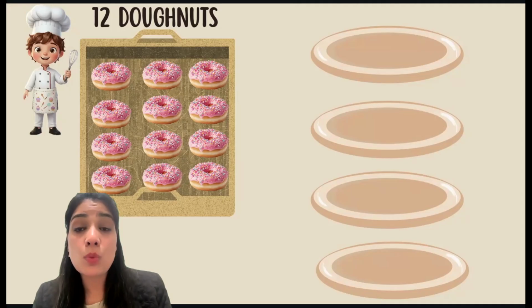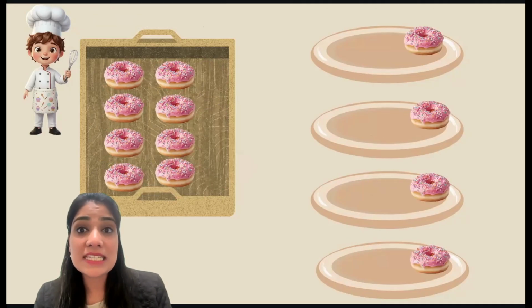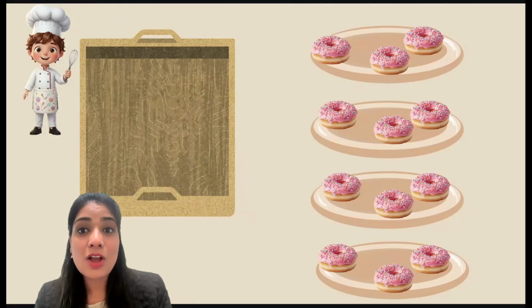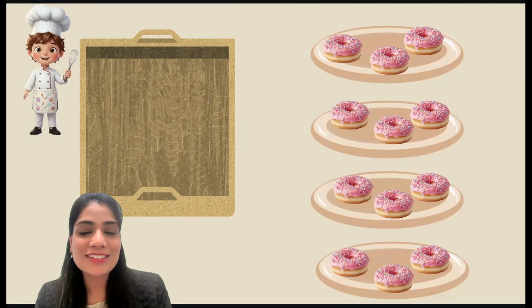Well, she can place 1 donut each on the plate. She's still left with donuts. She's going to place another donut each on the plate. Again, she'll place 1 donut each on the plate. All the donuts are gone. And how many donuts are distributed now? 3 donuts in each plate.